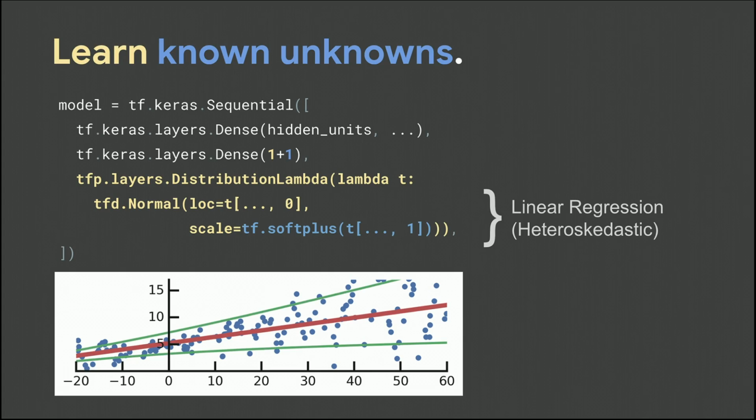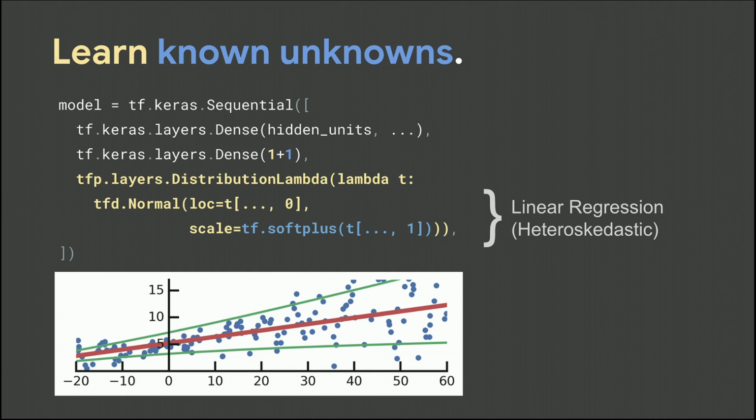To learn standard deviation, it's just another one or two line change. Instead of outputting one float, we now output two. One is interpreted as the mean, as before, the location. The other, when passed through a softplus function, is now interpreted as the standard deviation. And what you see is we're now able to get this green line and the red line, green being the standard deviation, red being the mean fit from before.